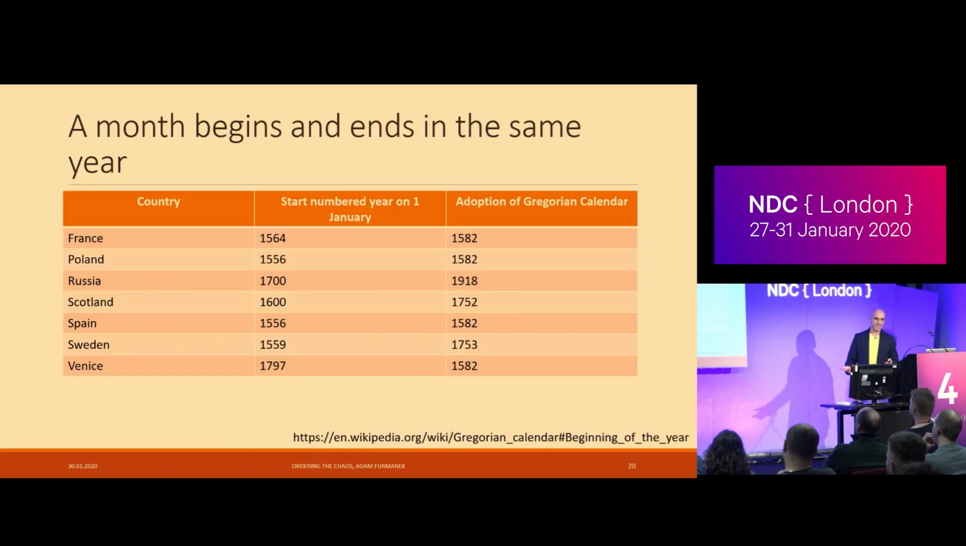A month begins and ends in the same year. Unfortunately, this only started to happen, depending on the place you were living, in different centuries. For instance, France started observing New Year on January 1st in 1564. But Poland or Russia made this decision at a different time. So generally, your month can start and end in different years if you are working with historical data.